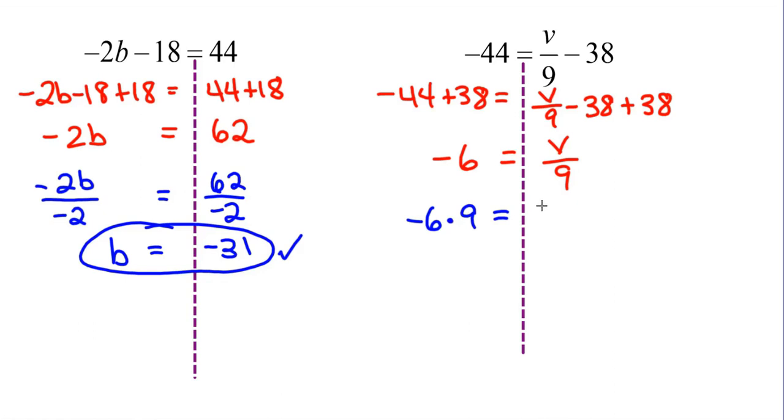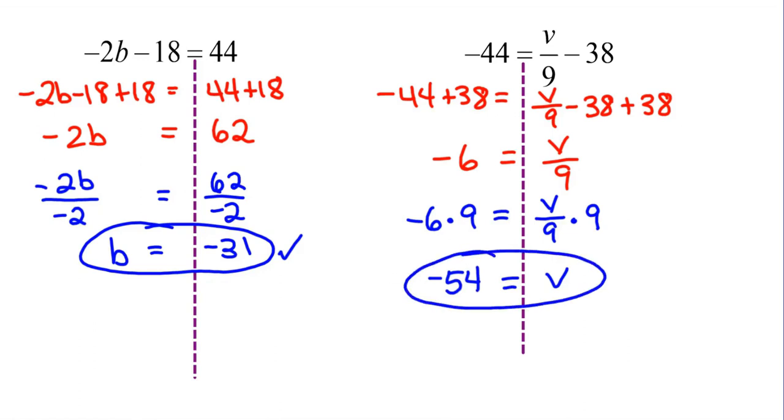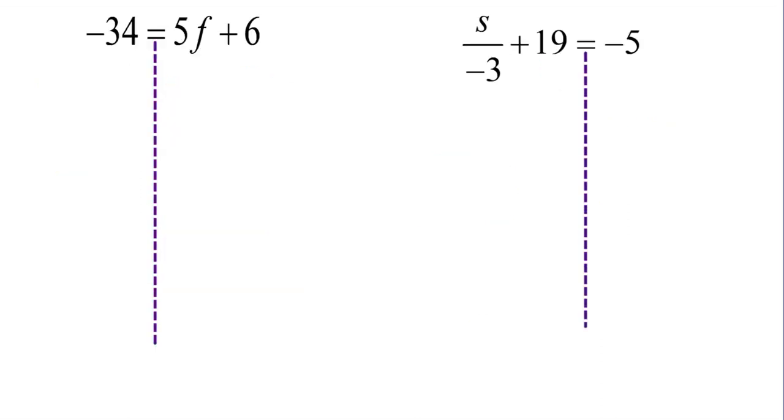Negative 6 times 9 equals v divided by 9 times 9, and then those cancel each other out, leaving me just v, and negative 6 times 9 is negative 54, and there's my solution. Negative 54 equals v, and again, if I put that back and check, negative 54 divided by 9 is negative 6. Negative 6 minus 38 is negative 44. So that solution checks as well. I know I've got the right answer.